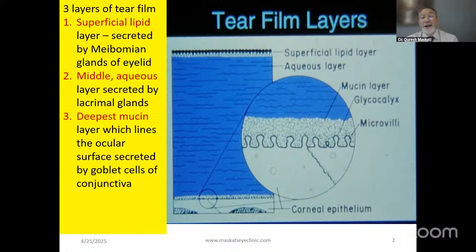It is secreted by meibomian glands or lipid or oil glands, which are in the lids. Upper and lower lids, we have about 20-25 meibomian glands. They secrete the oil. So again, to recapitulate, we have three layers. The innermost mucin layer, a large volume, which is 80-90% of our tears, which is the aqueous layer, and the outermost layer, which is the lipid layer, which prevents evaporation.